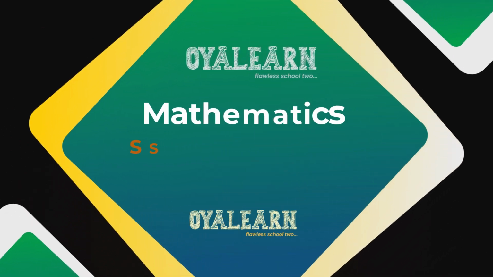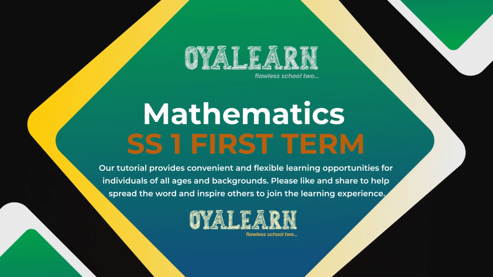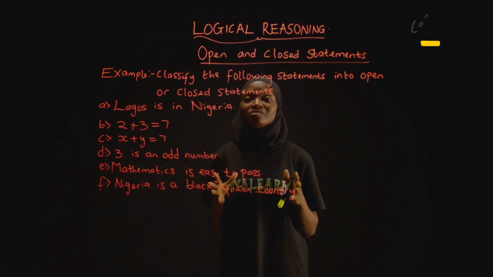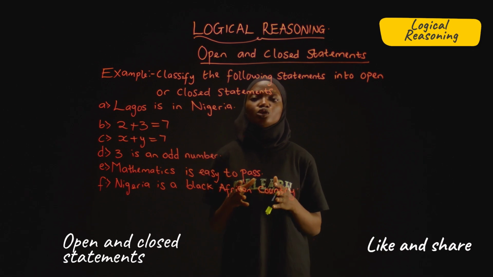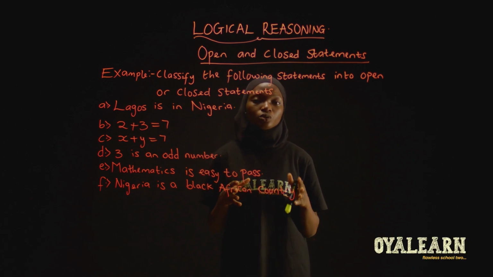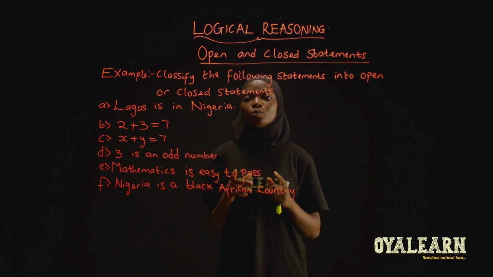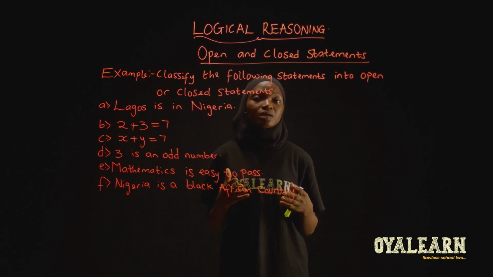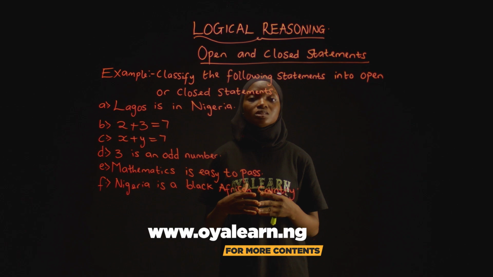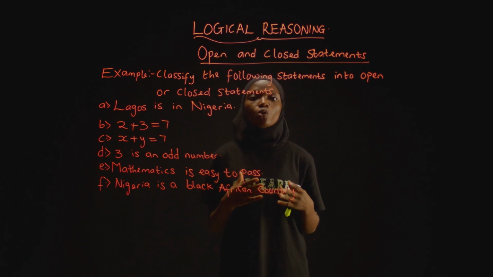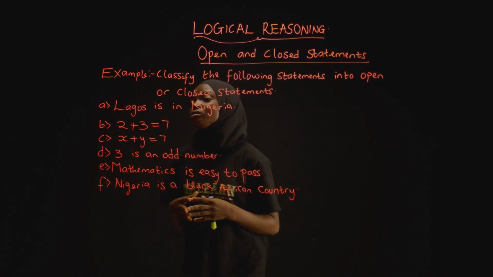Having learned what an open statement and a closed statement are, now let's classify these sentences into open or closed statements. Recall, an open statement is a statement where we can determine whether it is true or false, while a closed statement is a statement where we can't say for sure if it is true or false. Now let's look at these examples.